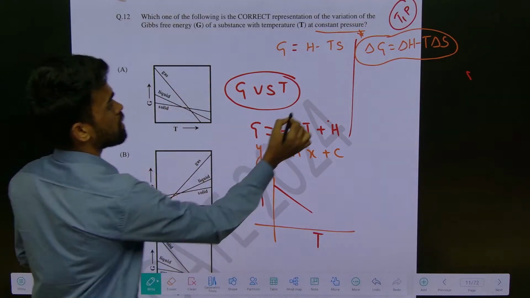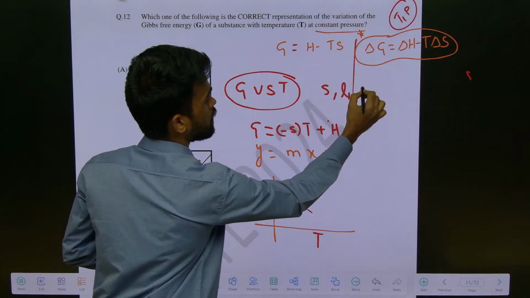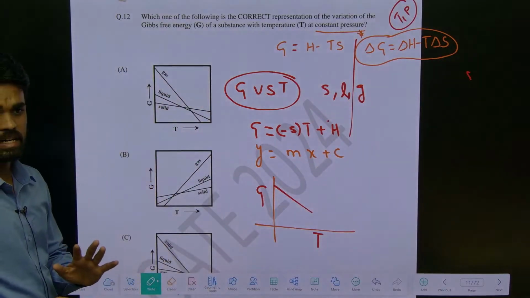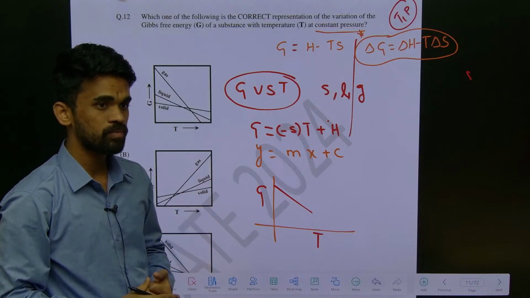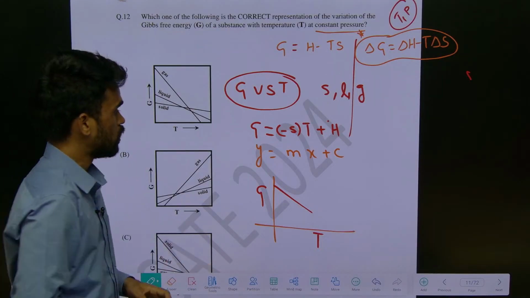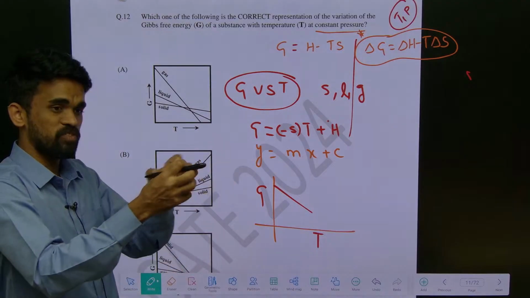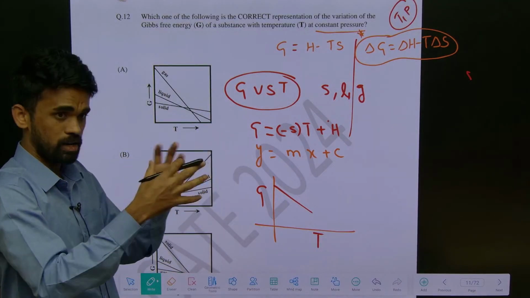Because they are asking for solid, liquid and gas. So different physical state now. So where do we have more entropy? Gas has more entropy. More disorderness of the molecule means free movement of electrons, like species will be taking place in gas.